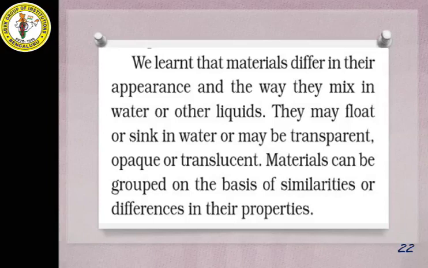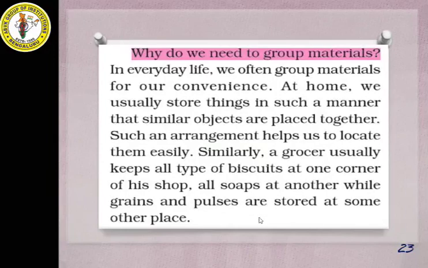Some may be soluble, some may be insoluble, some may be miscible, some may be immiscible. Correct? And they may be different in floating or sinking. Some materials will float, some materials will sink. Similarly, it may depend on transparency. Some materials are transparent, some are translucent, some are opaque. So based on all these things, materials can be grouped on the basis of similarities and differences in their properties.